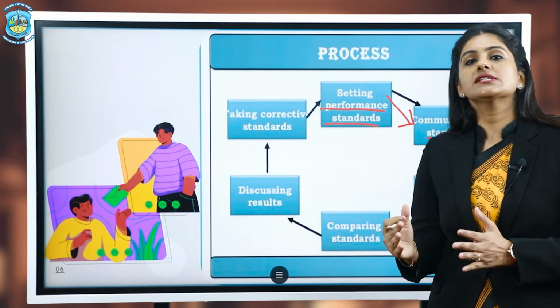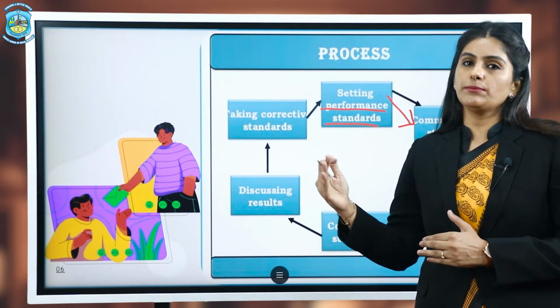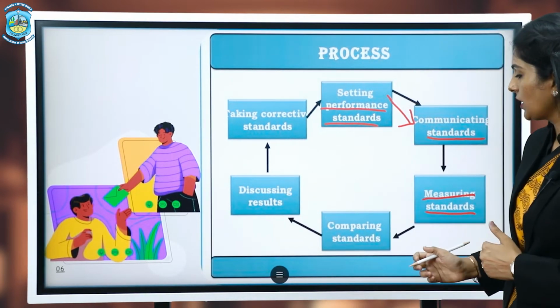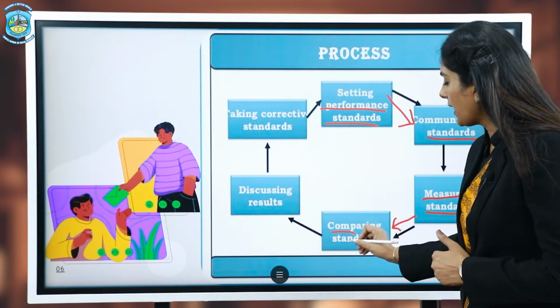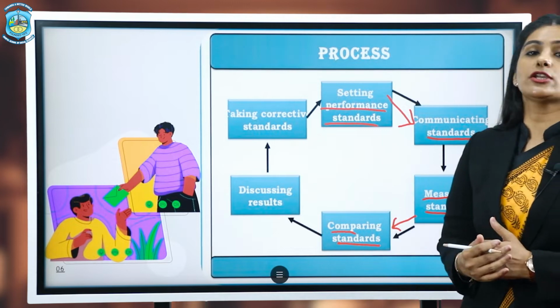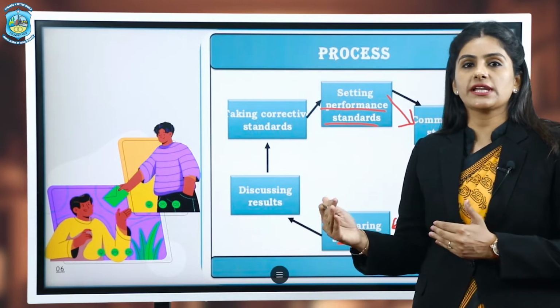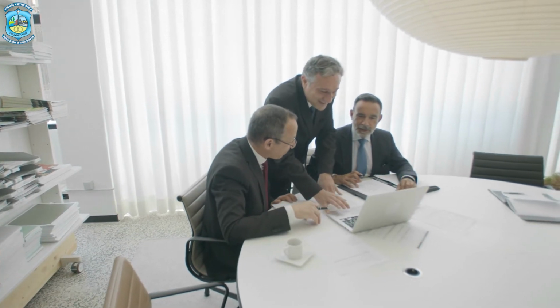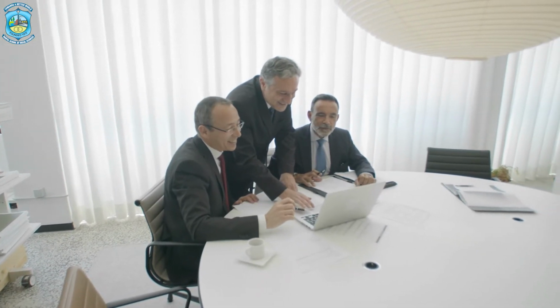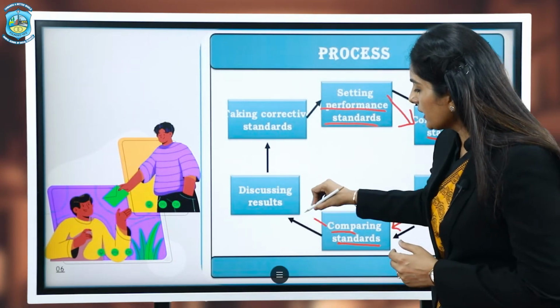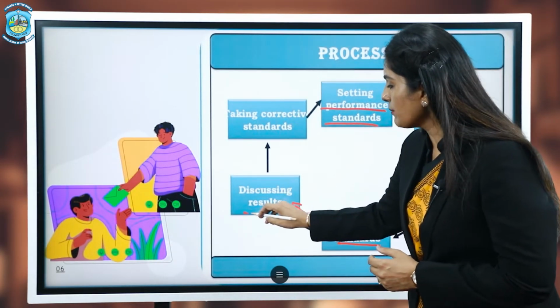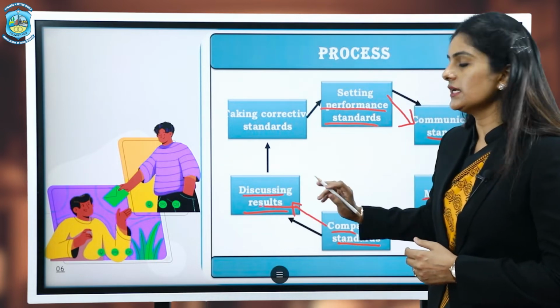Measuring standards means measuring the actual performance of the employee in the organization. Once this step is done, then comes comparing the standards with the actual performance. So in this step, you measure the actual performance and compare it with the standards which are set by the organization. Then comes the next step, which is discussing the results.